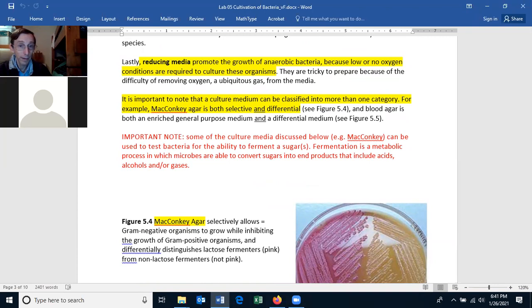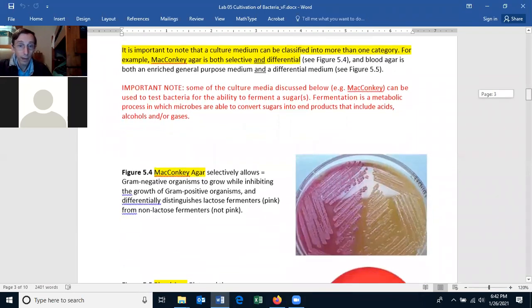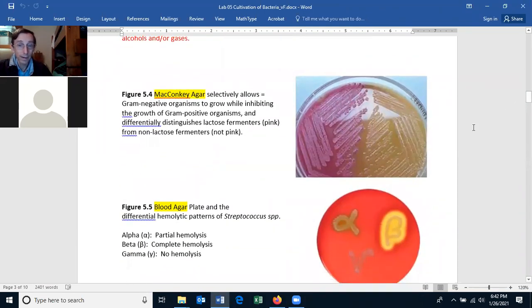It's important to note that a culture media can be classified into more than one category. For example, McConkey's agar is both selective and a differential media. Here we're looking at McConkey's agar, and it's selective, and that is it allows gram-negatives to grow, but generally inhibits the growth of gram-positive organisms. So if you see growth on McConkey's, then it's likely to be gram-negative.